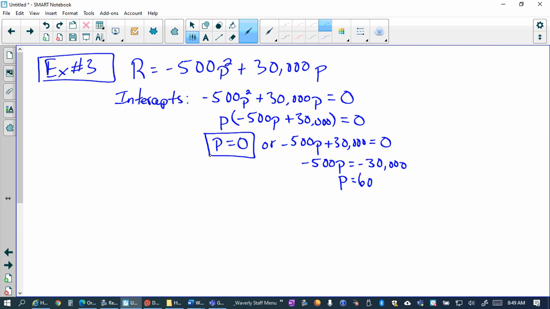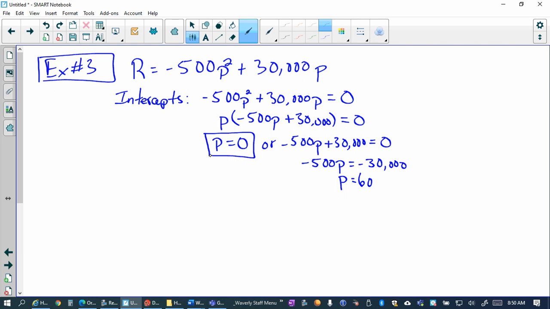So revenue, this makes sense, right? The revenue will be 0 when the price is 0. If you're selling it for $0, you're not getting any money in. But then as you increase the price out to $60, that demand is slowly tapering off, and no one's going to buy it for $60, in other words.